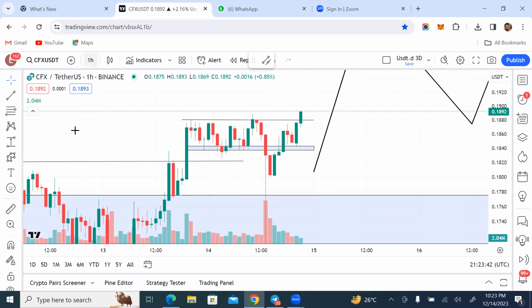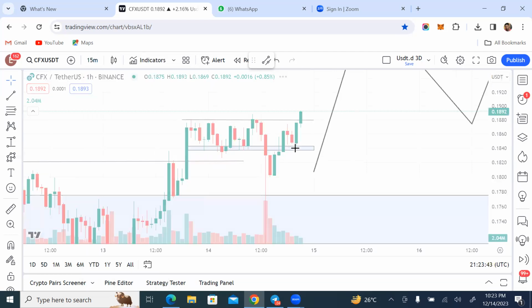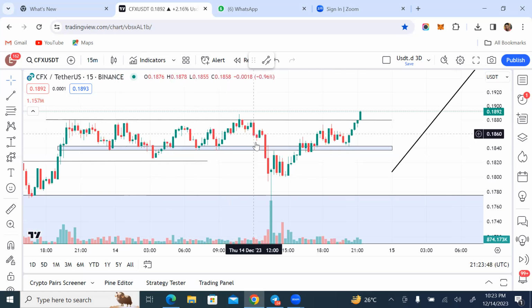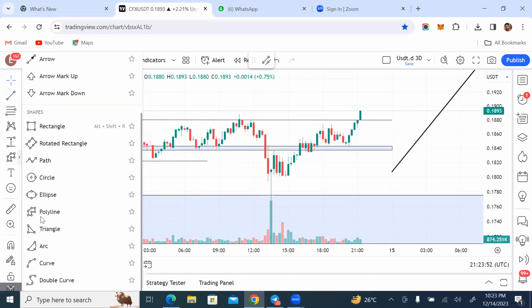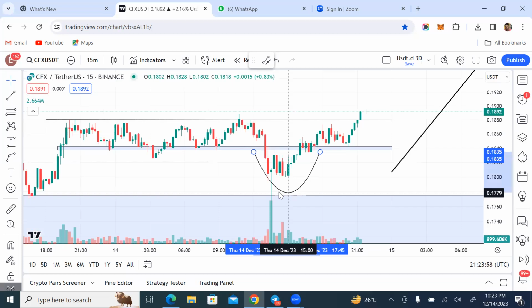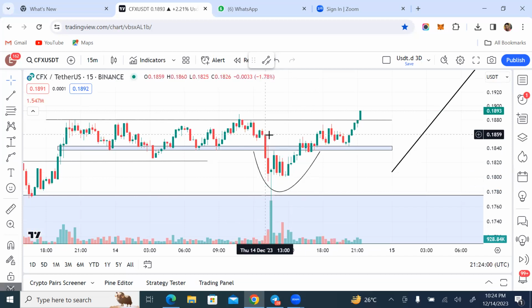Let's go to 15 minutes. You will see the same thing. Are you not seeing it? Yes, look at the range. Look at the capitulation here. That's why I said the market is fractal, and the fractal nature of the market is what makes it very, very interesting.